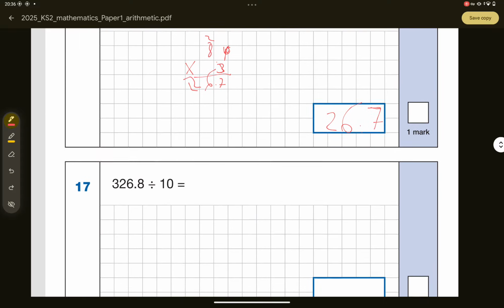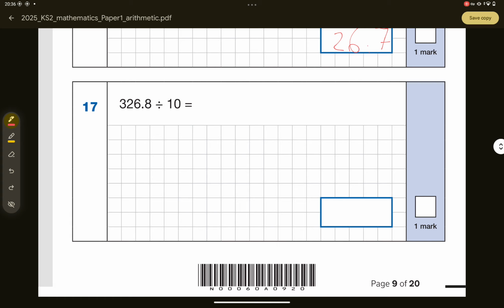So question 17. 326.8 divided by 10. So divide by 10. You just move the decimal place by 1 digit. So we move it towards here, which makes it 32.68. So that's our answer.